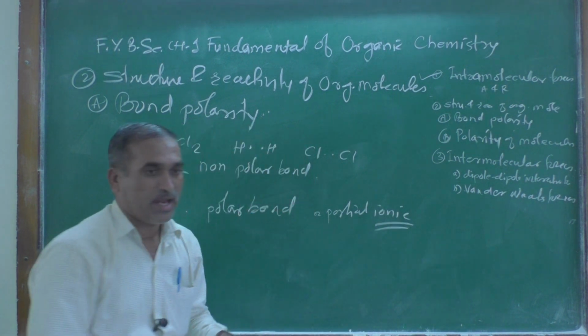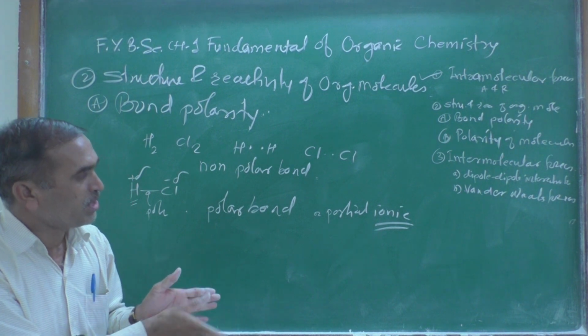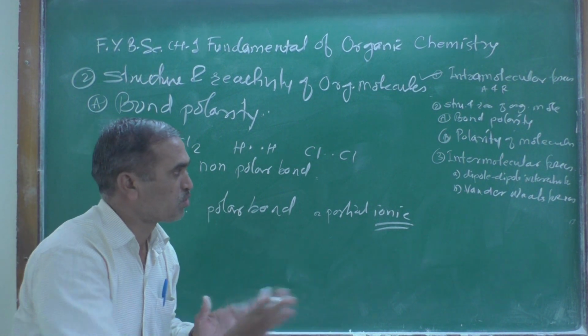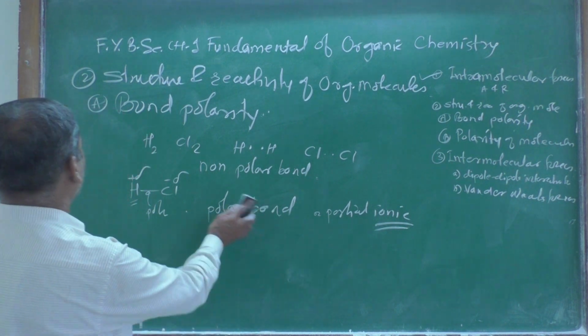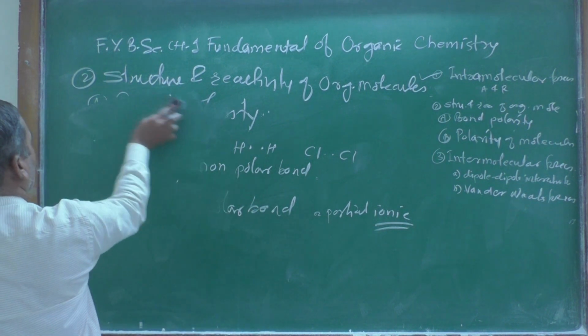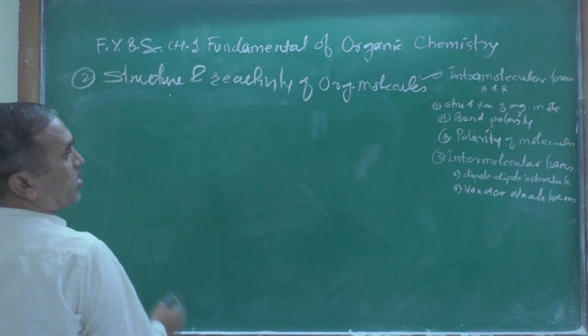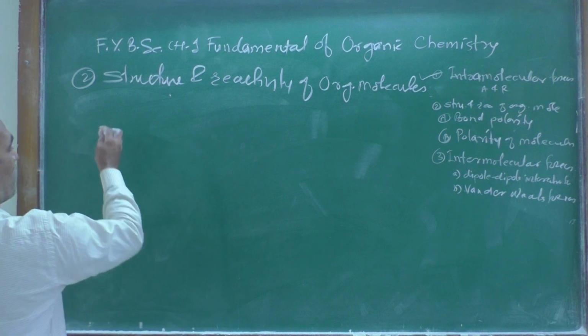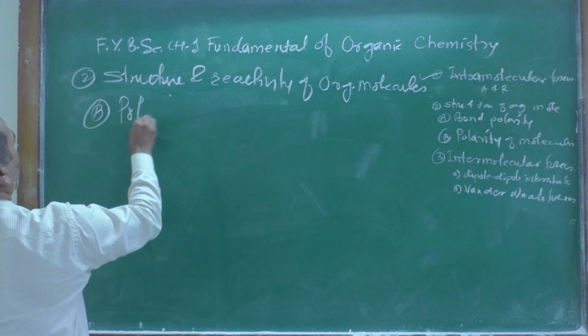As the ionic character goes on increasing, the melting point or the boiling point also goes on increasing. This is all about the bond polarities. Now let us move on to the next point. What is that? Next point, we are talking about the polarity of the molecules. Second point is the polarity of molecule.